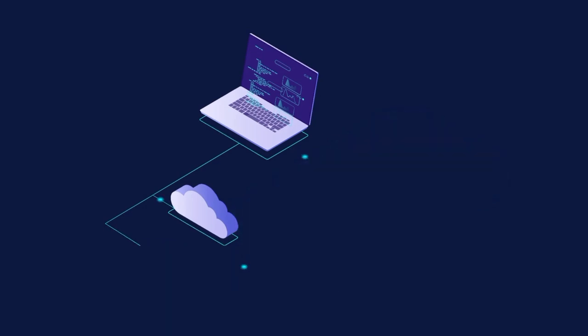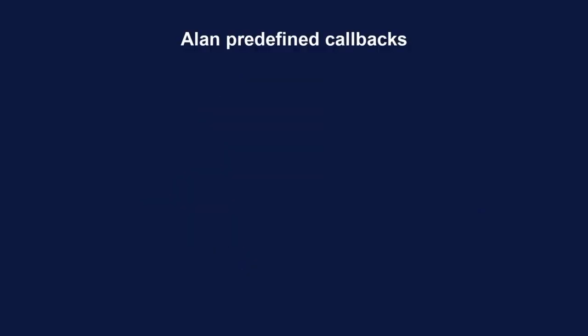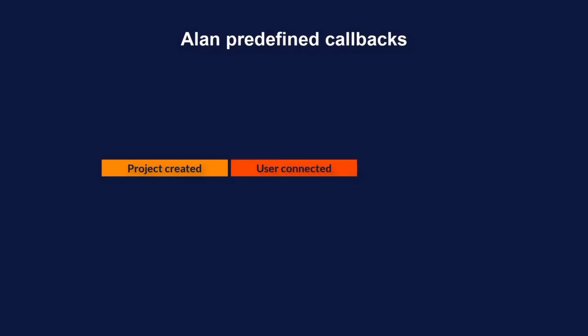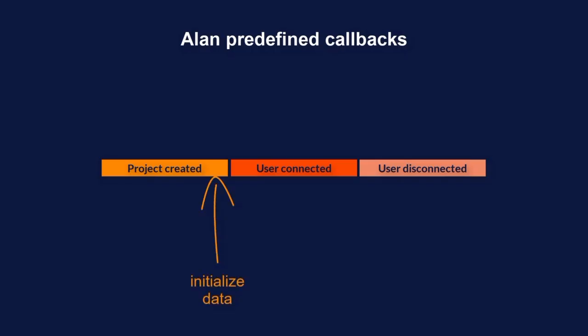If you need to do some work at a specific moment of the project lifetime, you can use Alan's predefined callbacks. Think of predefined callbacks as a series of events that happen from the project creation till the end of the dialogue with the user. And on any of these events, you can tell Alan what you want to perform. For example, you can initialize data when the project is created in the cloud, or load user-specific data like favorites from your database when a new user dialogue session starts.